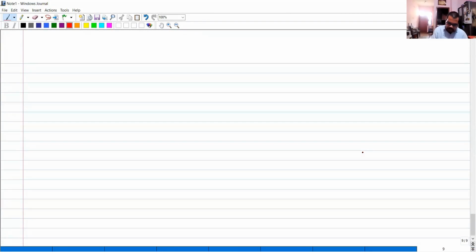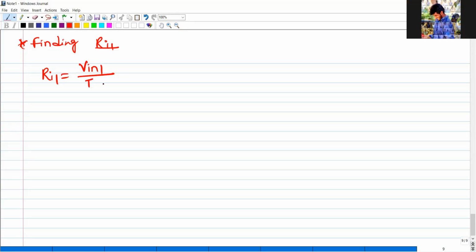That is RI1, the input resistance. Finding RI1: what is RI1? Simply RI1 is equal to input voltage Vin1 by input current IB1. This is the input one side transistor. Resistance is voltage by current. Because of RI1, I am applying voltage Vin1 and the current is IB1.